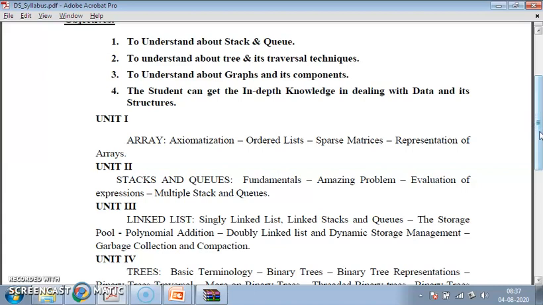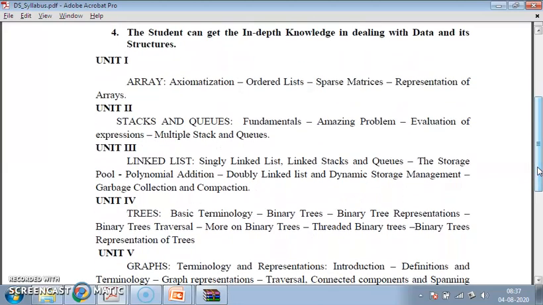The fourth unit, trees. You already studied the binary tree and AVL tree. So here we are using trees. What are the basic terminologies used in the binary tree? How to represent the binary tree? What are the tree traversals available in the binary tree? What is the threaded binary tree, and how to represent binary trees? These are included in the fourth unit.